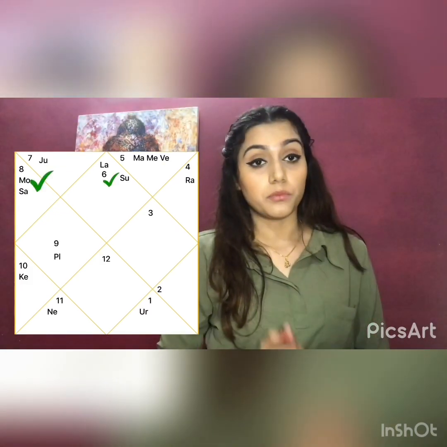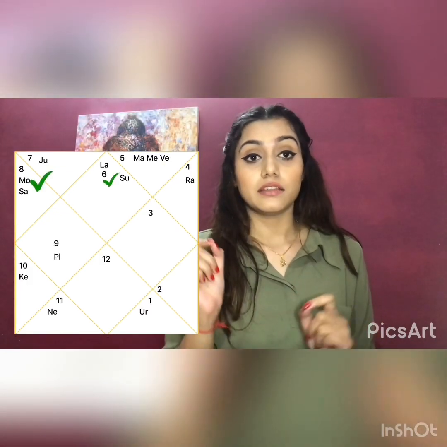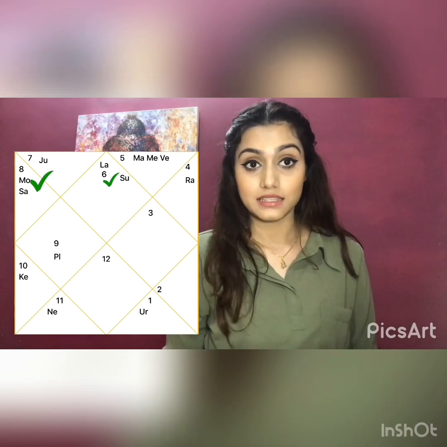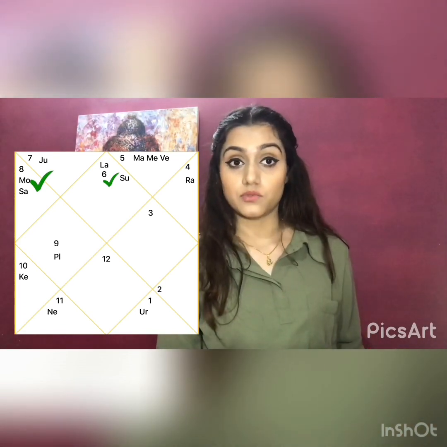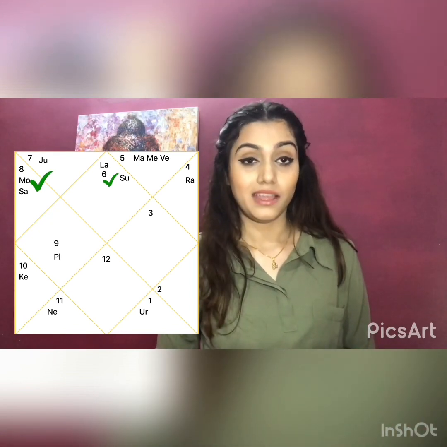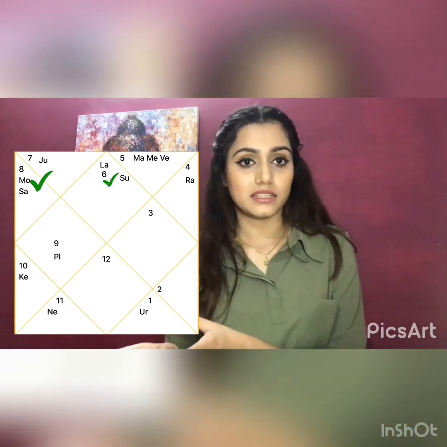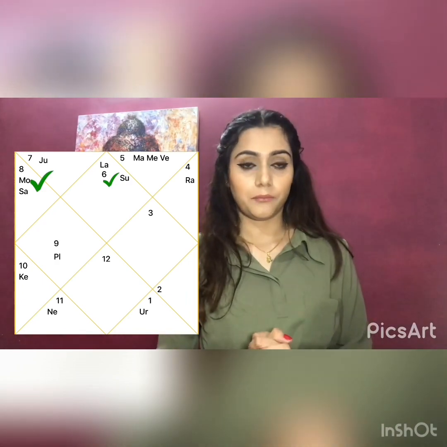So let's have another example. In this chart, it is Scorpio rising or Scorpio ascendant, you can say, and Moon is in the 12th house in Libra. Let's have one more example. Here, the rising sign or the ascendant is Virgo and Moon is in the 3rd house in Scorpio, and the Sun is posited in the ascendant only.